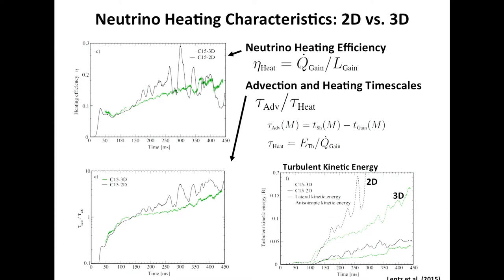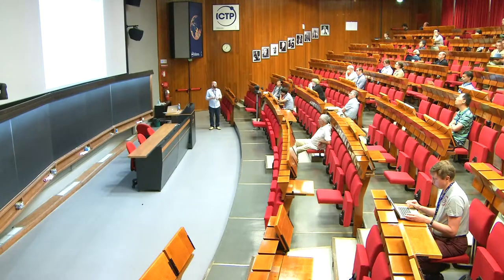At the same time, the advection time through the gain layer over the heating time scale gives an indication of how long a fluid parcel is subject to neutrino radiation. When this ratio approaches and exceeds one, that's when you typically see a runaway explosion. And you see in 2D simulations, this is also higher. Now, looking at the turbulent kinetic energy, which we just compute as anything that's not part of the mean radial flow, we see that in 2D it is much higher than in 3D. So this will contribute to a higher Reynolds stress in 2D simulations.